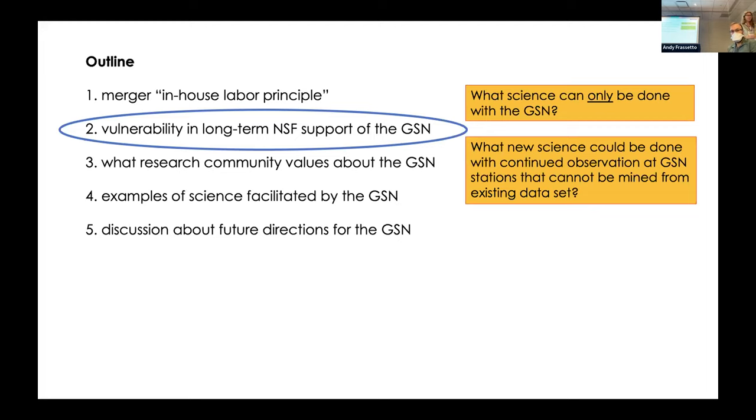I have no doubt that as a community, we can make a really strong case answering both of those questions, but now is the time for us to come together and actively start promoting what that exciting science can be. And that's a big part of why we organized this SIG today, and we have you gathered here this morning.